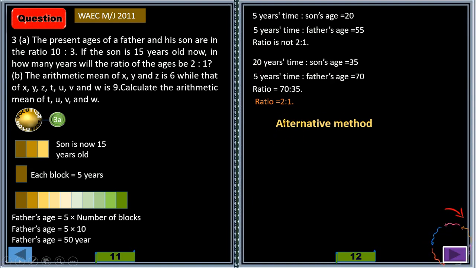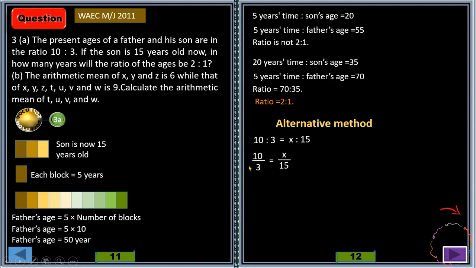So now the alternative method of solving the same question is using algebra. 10:3 will be equal to x is to 15. The son is 15 years now, but we don't know the age of the father now, so we need to find out. Converting ratio to fraction, this will give us 10/3 will be equal to x over 15.